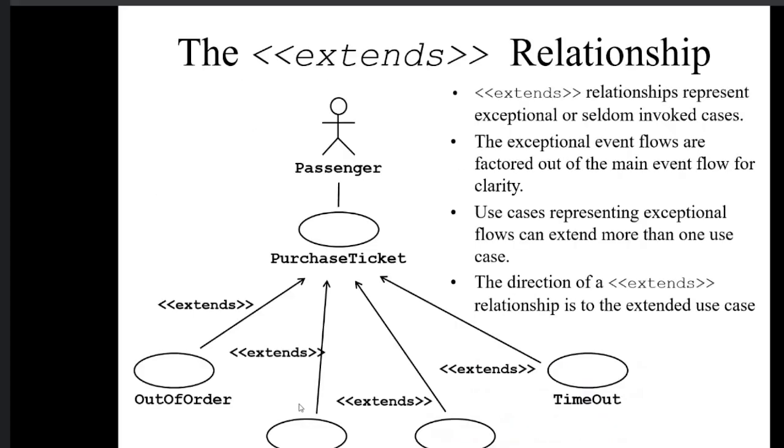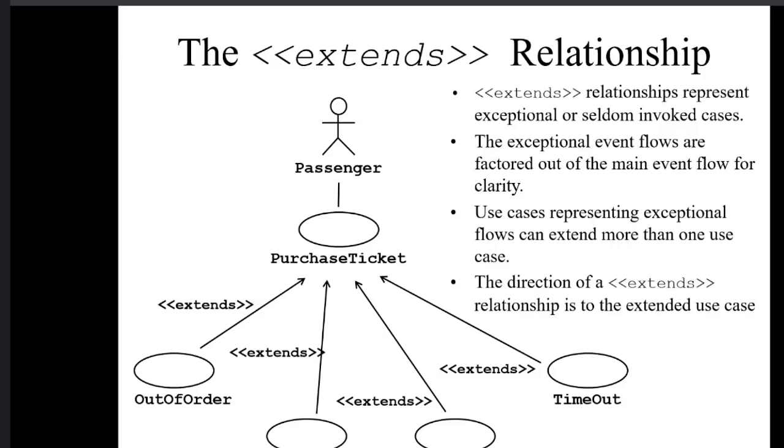So there is something that we can represent here with the extends keyword. There are other functionalities. Whenever it is an oval, you can understand that it is a use case, a functionality, but this functionality is being used by another functionality. So this use case, purchase ticket, is using these functionalities, but in exceptional cases.